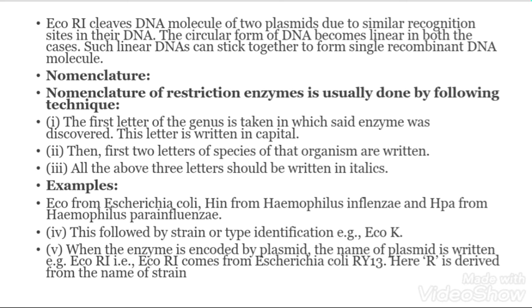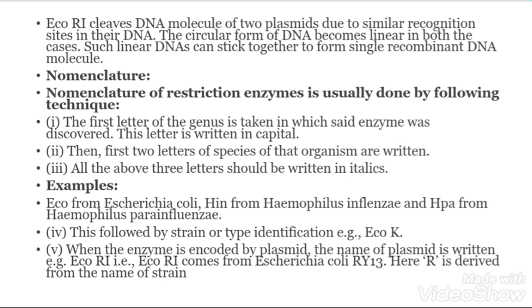Then, the second point: the first two letters of the species of the organism are written. For example, for Escherichia coli, we have taken Eco, the first letters. All the above three letters should be written in italics.